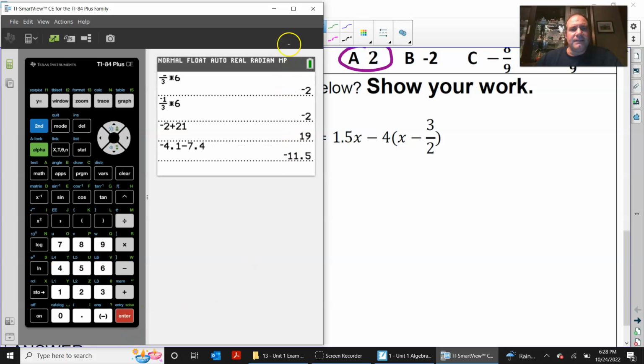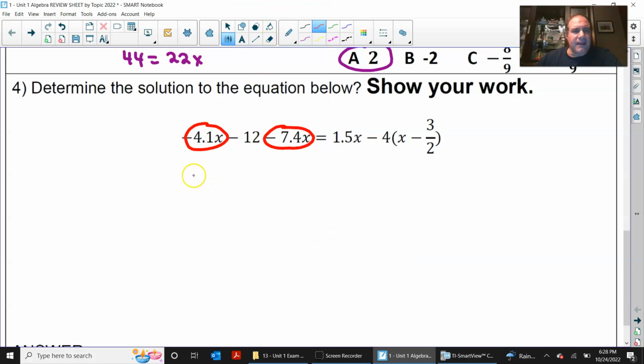And you have negative 11.5x, so negative 11.5x minus 12. Look how nice that is. Now you have two terms on that left side. We have to do the distributive property over here on the right side.